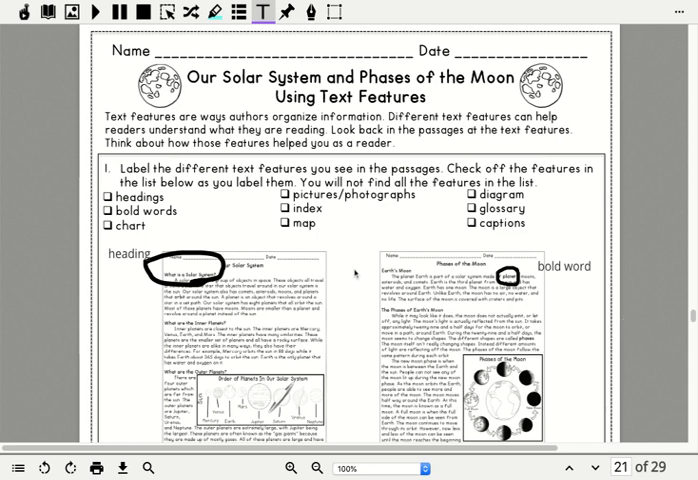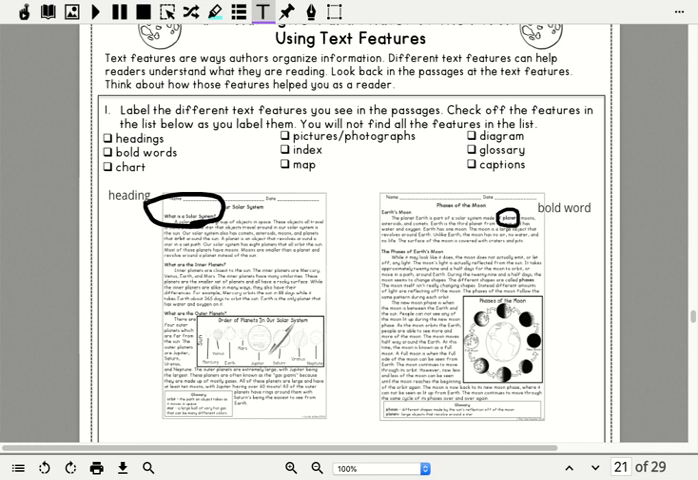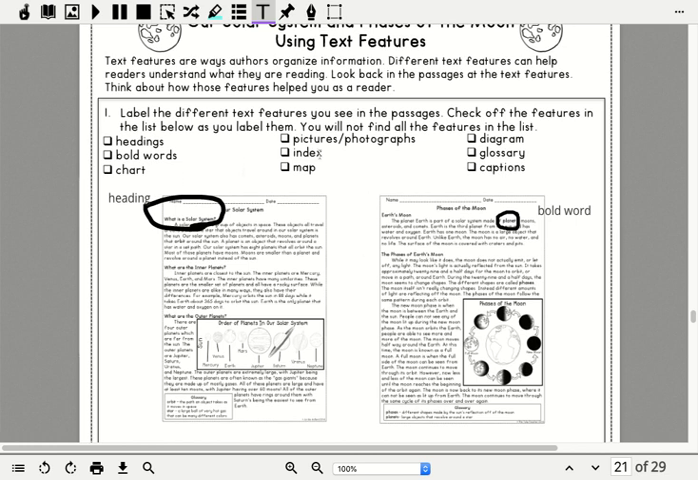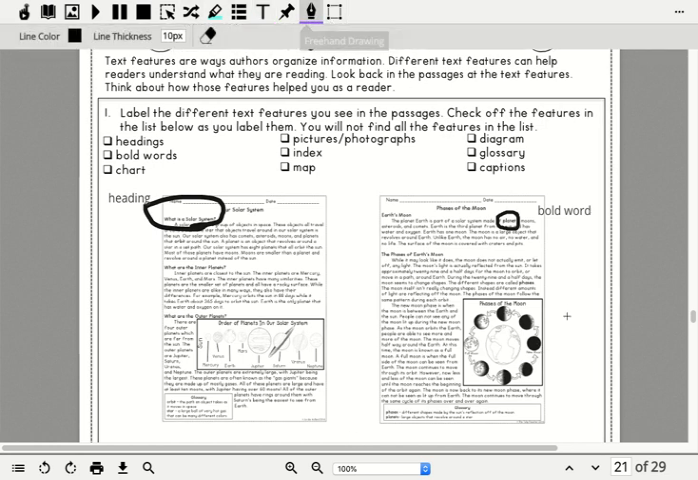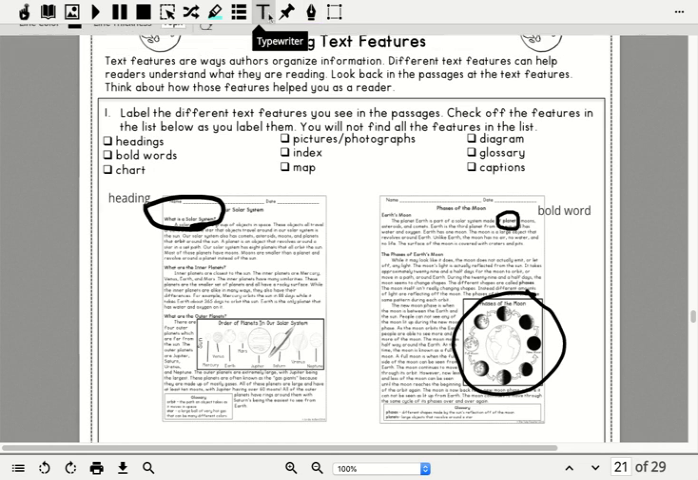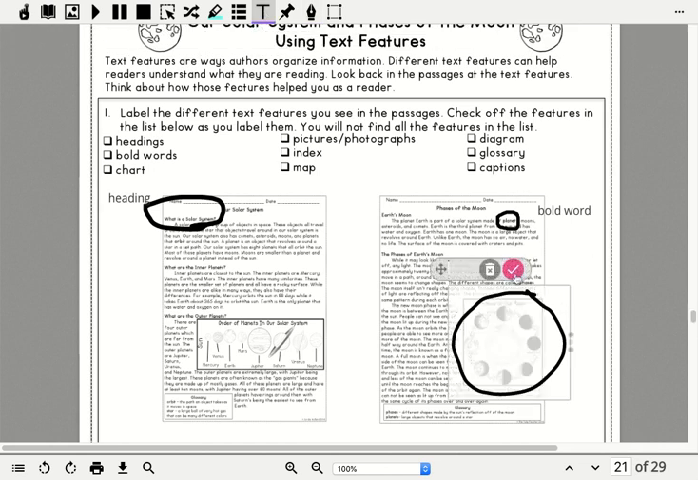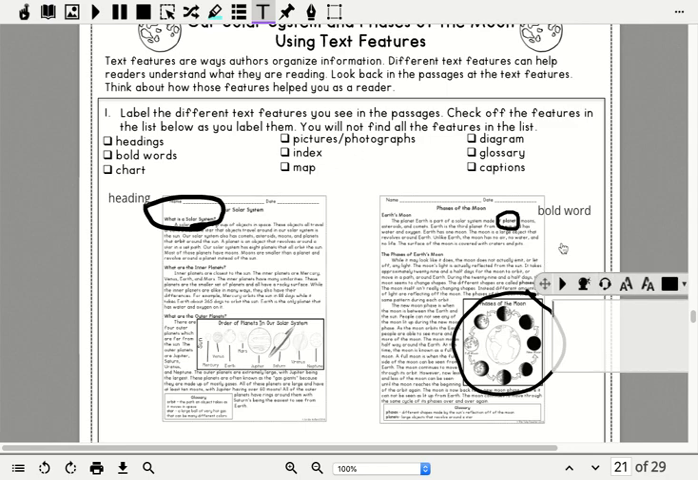Okay, chart. Do you see a chart anywhere? I don't. Pictures. I don't know that I see a picture. These I would not call pictures, okay, because it's not a direct picture of the sun or a direct picture of the planet. An index, we don't have that. A map, neither of these are a map. Okay, but a diagram. In this one, we have diagrams. I would call this and this a diagram. So choose one, circle it, and write diagram.